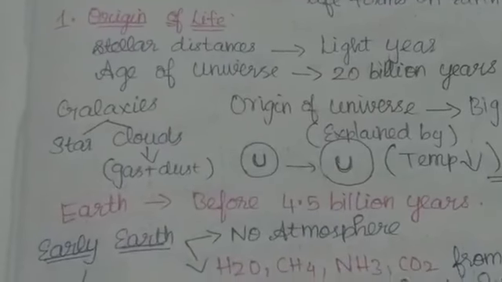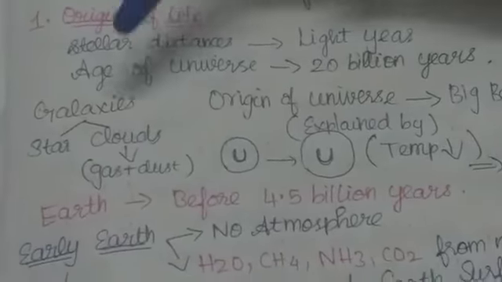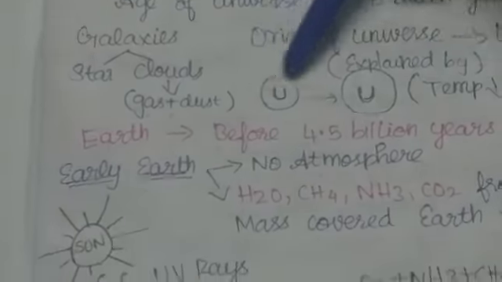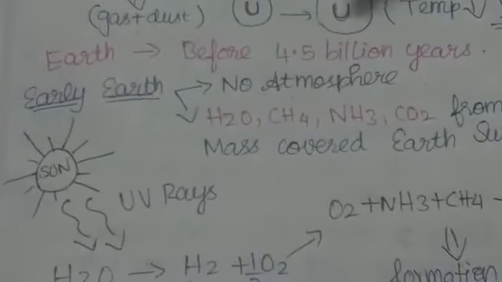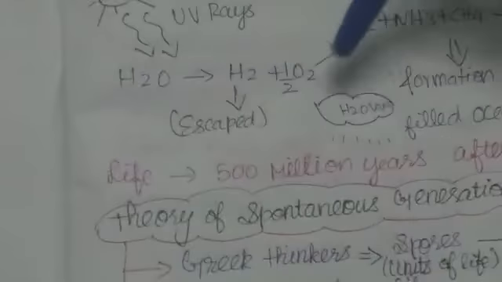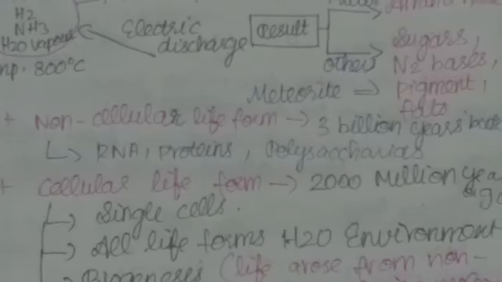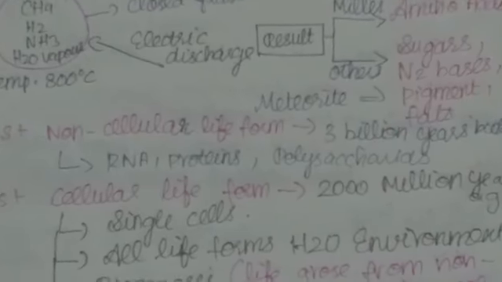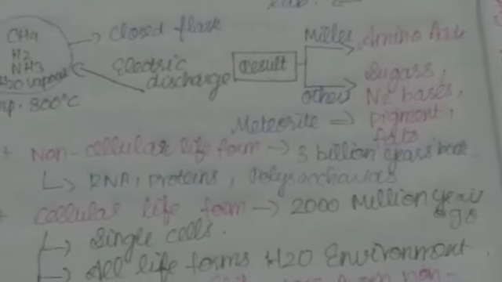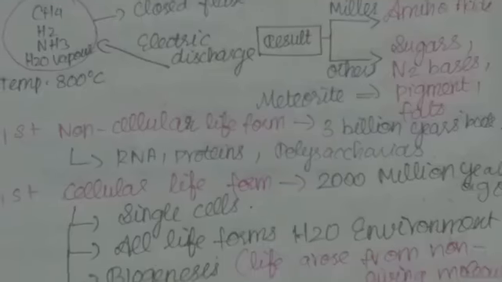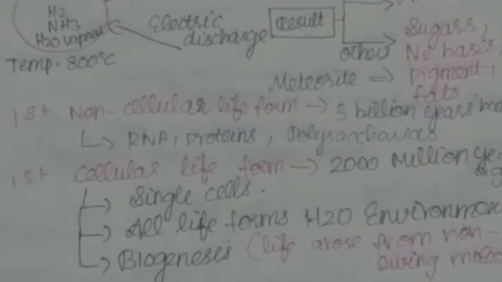Just a recap of the years. The age of the universe is 20 billion years, and the earth was formed 4.5 billion years ago. Life came 500 million years after the formation of earth. The first non-cellular life form was about 3 billion years back, and the cellular life form was 2000 million years ago. This is all about evolution part 1.